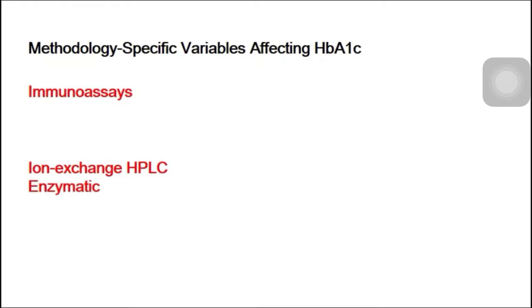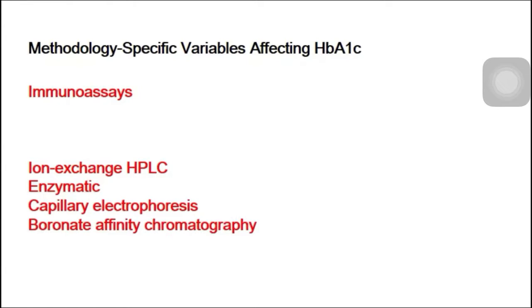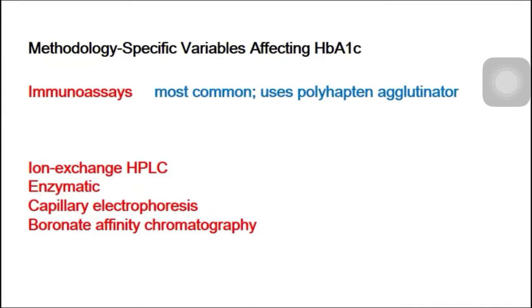Commercially available tests for hemoglobin A1C typically utilize one of 5 methods. We have immunoassays, ion exchange, high-performance liquid chromatography. We also have enzymatic assay. We have capillary electrophoresis and boronate affinity chromatography. So by the way, immunoassays are the most common method po used in clinical lab testing of hemoglobin A1C. And that is according to the 2017 College of American Pathologists Proficiency Testing Program.